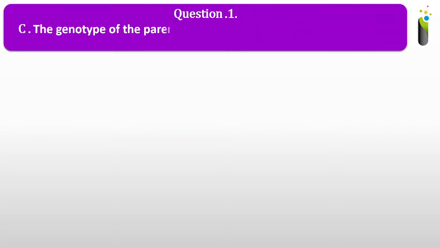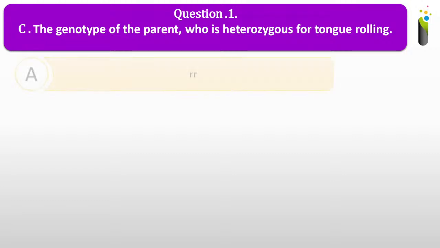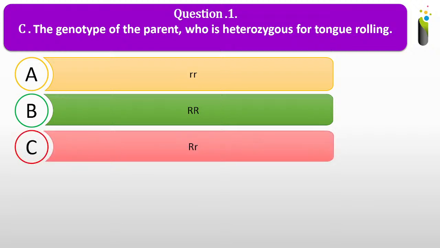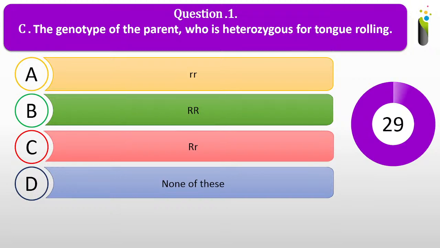Question number 1C. The genotype of the parent who is heterozygous for tongue rolling. A. Small r. B. Capital R. C. Capital R small r. D. None of these. So what would be the genotype of the parent who is heterozygous for tongue rolling? Here the basic important clue is heterozygous.